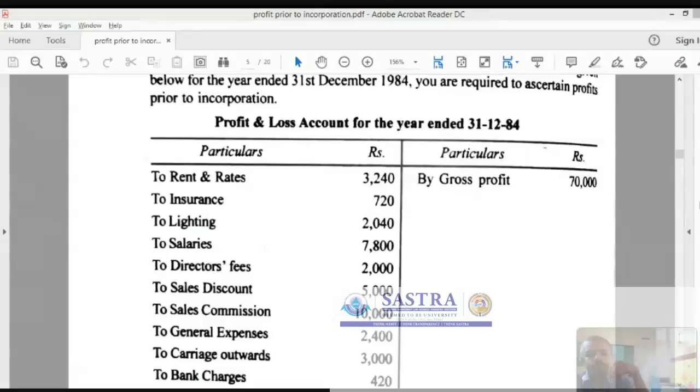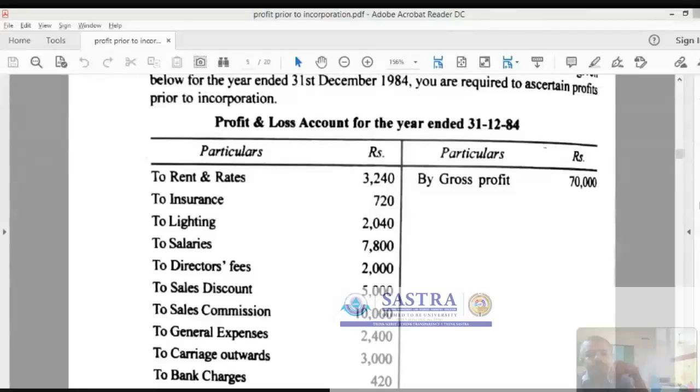For example, here, rent and rates. Rent will be paid on a monthly basis. It's understood every month the rent has to be paid. It's based on time, so it's going to be a time ratio. Second one, insurance. Insurance is also on a time basis. Insurance may go for 3 months, 6 months, or 1 year, but every month it remains the same. If I paid an insurance premium of 12,000 per annum, it's understood every month I am incurring 4,000 rupees. Lighting is also based on time. Salaries is a time ratio because salary will be paid every month, on a monthly basis.